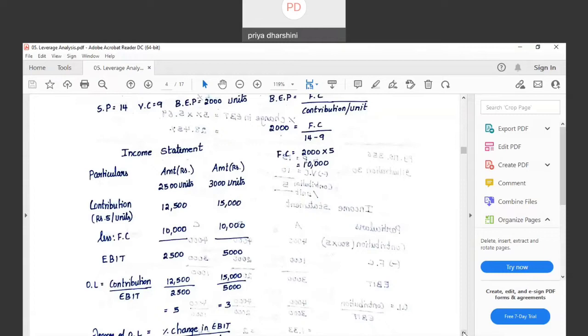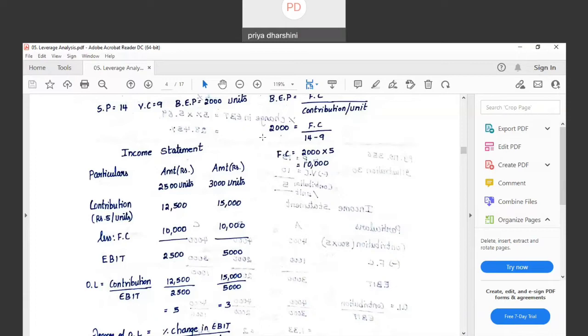Okay. So, whenever they are asking us leverage, we are supposed to prepare an income statement. For preparation of income statement, here they have told us the volume, 2,500 and 3,000 units. They have told the selling price per unit and variable cost per unit. Selling price per unit minus variable cost per unit will give me contribution per unit. Have they told us fixed cost?